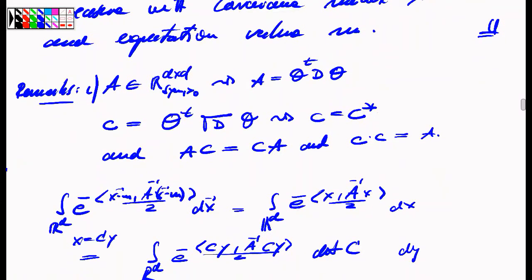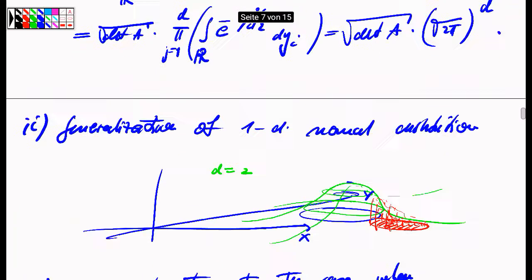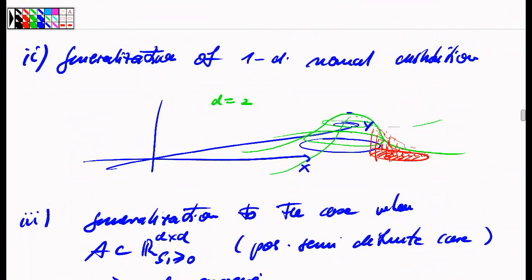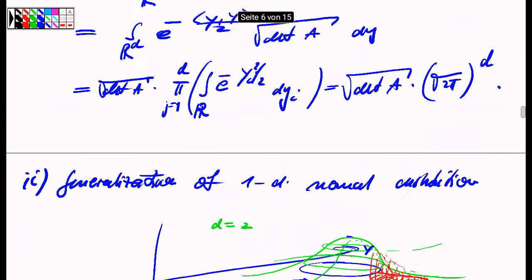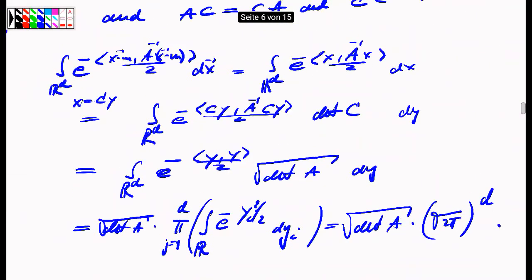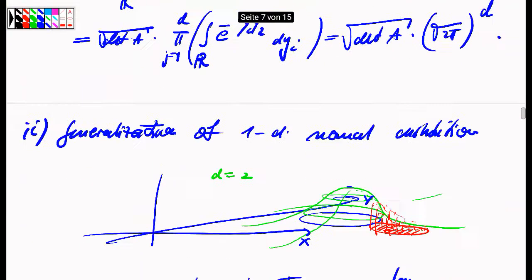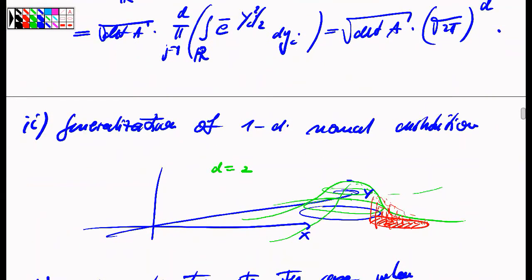Which is inside this integral. And this is why we see this kind of smooth mountain, whose cross sections are scaled ellipsoids, which are defined through the matrix A. And we see, in fact, that this is very much a generalization of the situation that we have in 1 dimension.